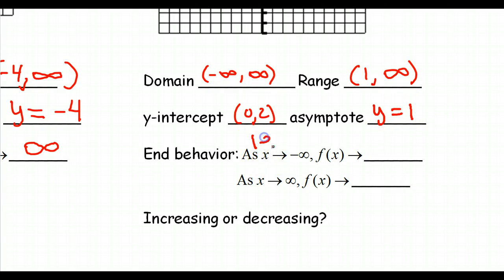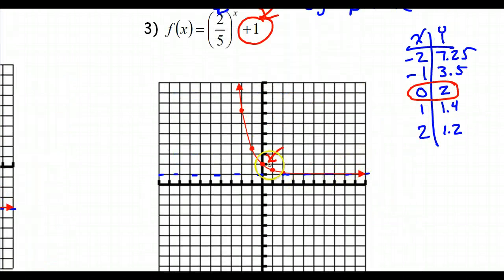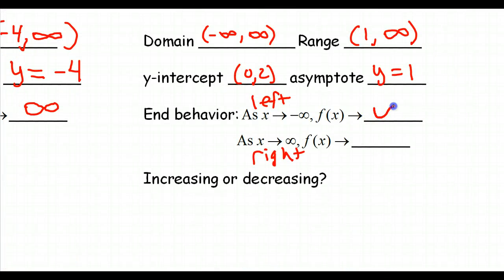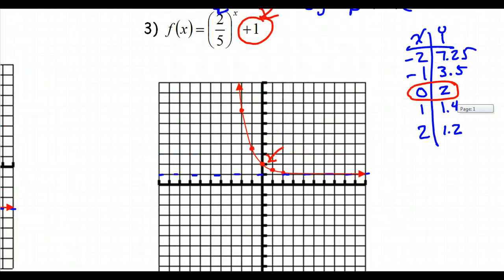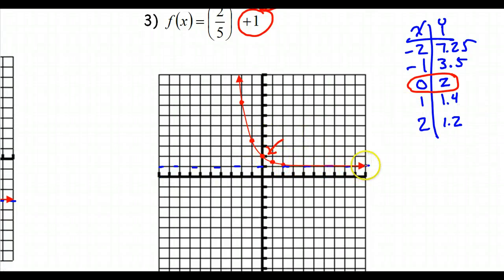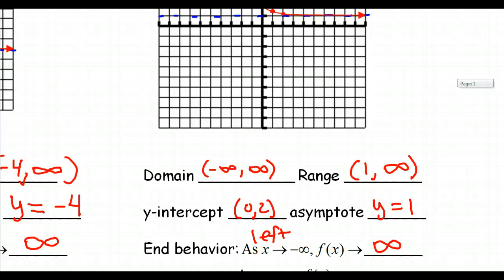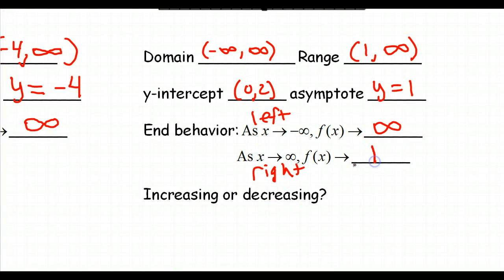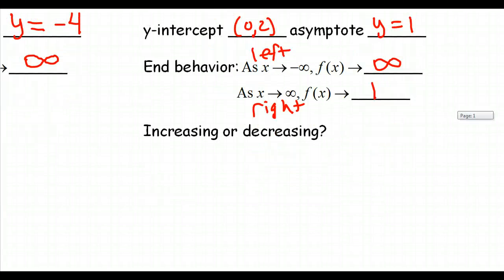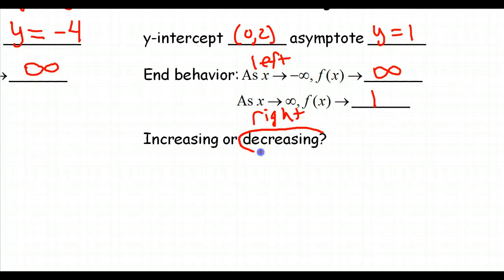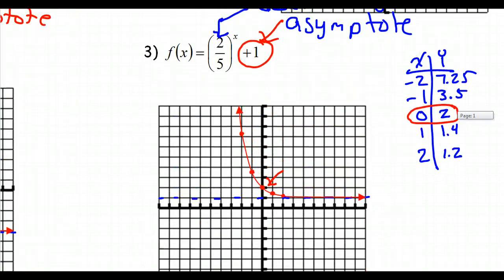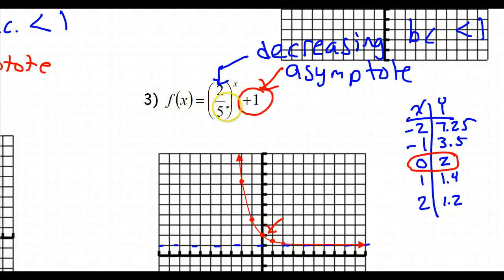End behavior is what happens on the left and the right to the graph. As we go to the left, this goes up, up, and away. So that is positive infinity. As we go to the right, this graph gets closer and closer and closer to positive 1. So we will say the function approaches positive 1. This is decreasing, which we knew from the beginning, as soon as we saw that this base was less than 1.